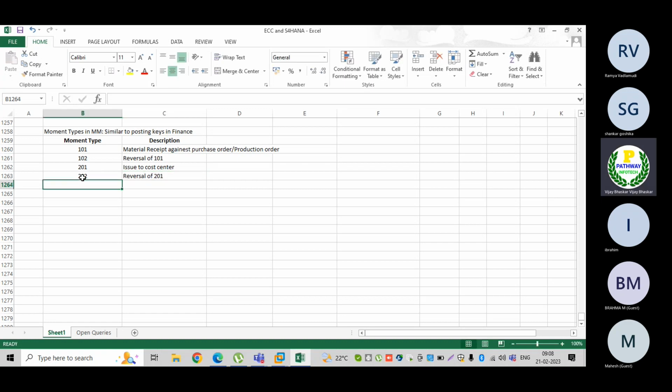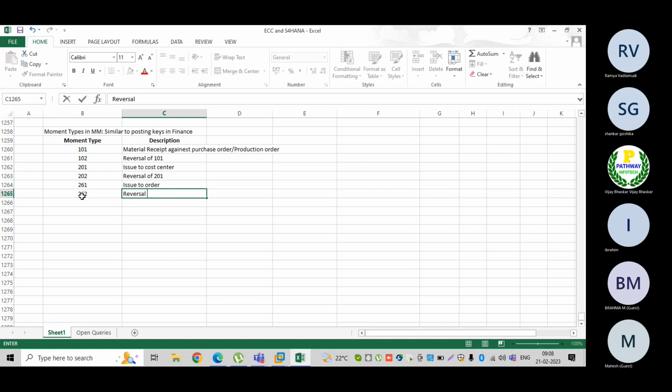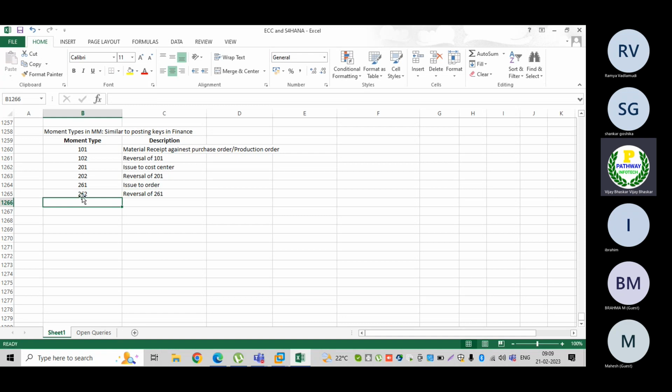Then the next one is 261. 261 is the issue to order. Now you can see that with 201 we issued material to a particular cost center. Here we are issuing material to orders, production orders, remember. Then 262 is the reversal of 261.